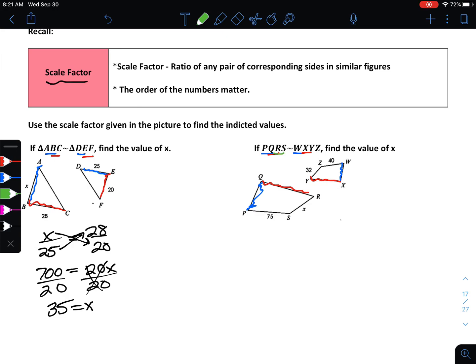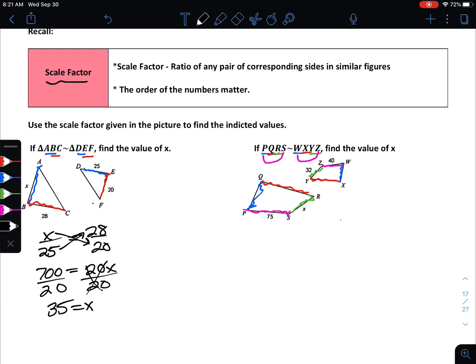All right, let's keep going then. RS goes with YZ. Hey, we've got some information. x and 32 match. Finally, on the last side, we have to kind of wrap around: S to P matches with Z to W. That means that the 40 and the 75 are going to match. We now have the information we need to set up our proportion.